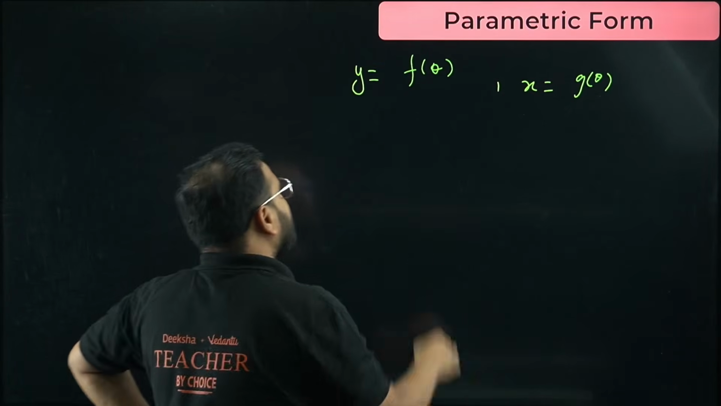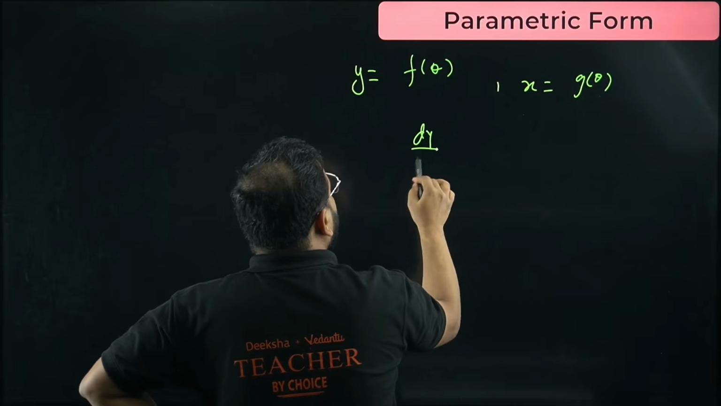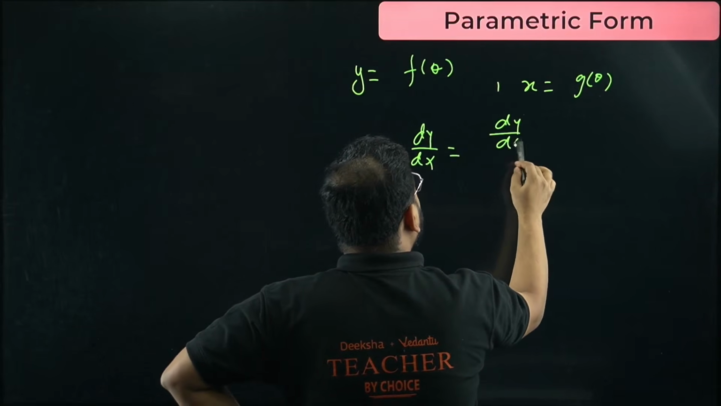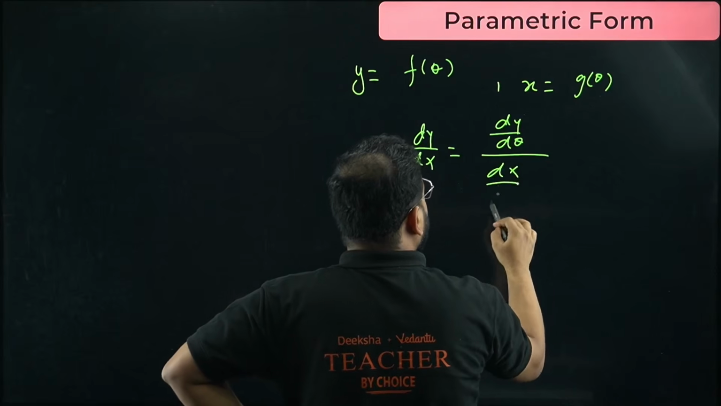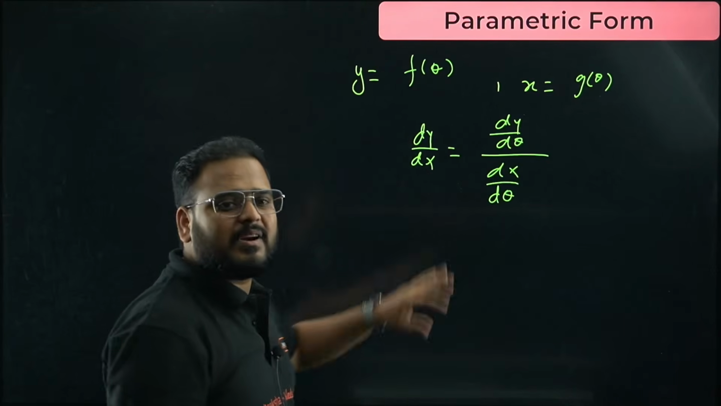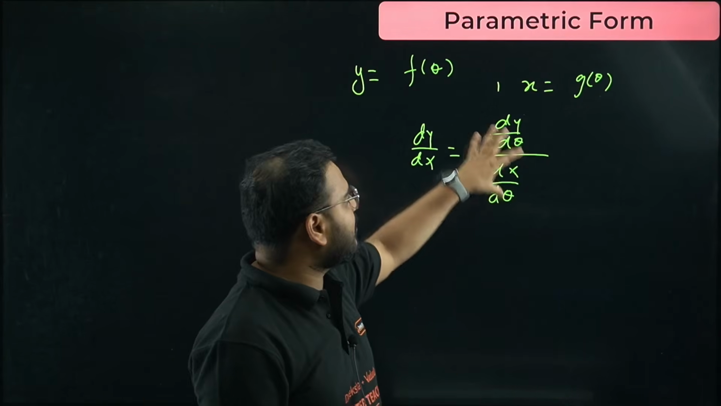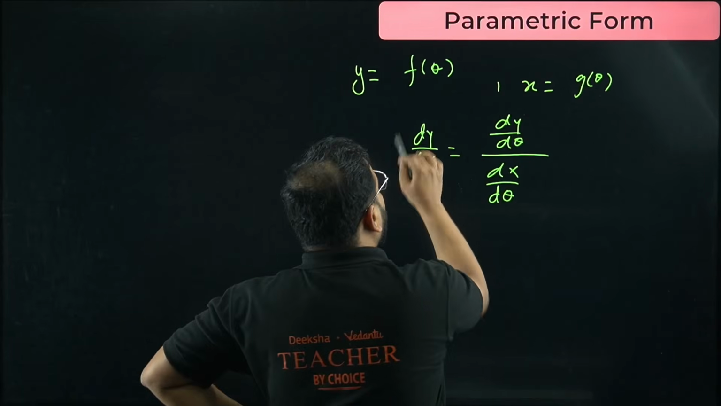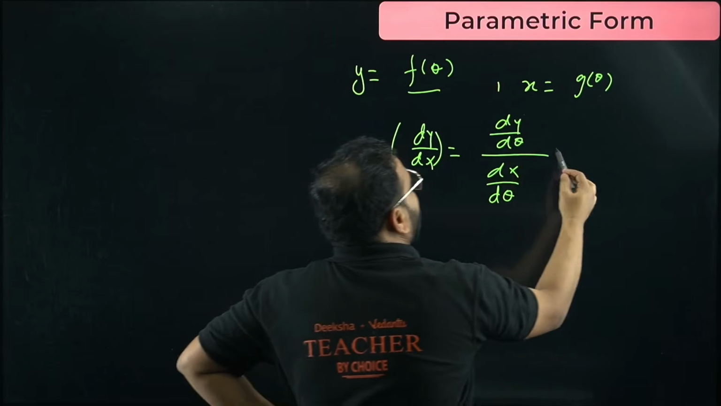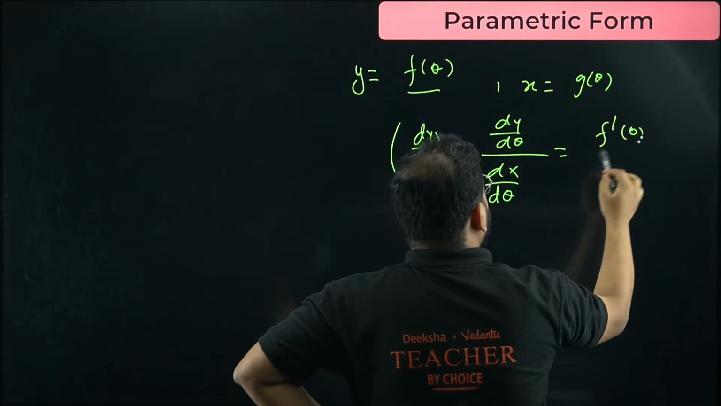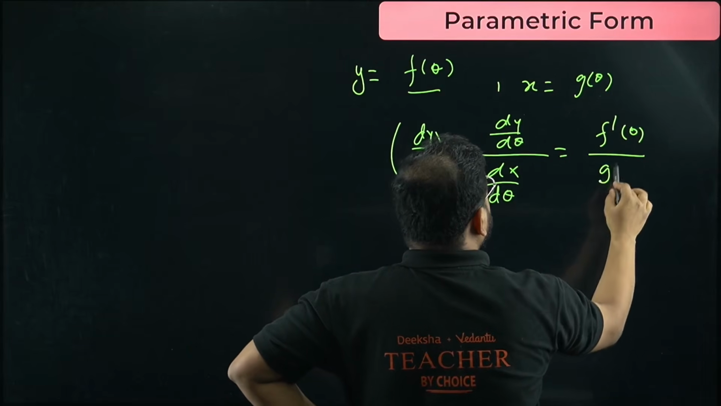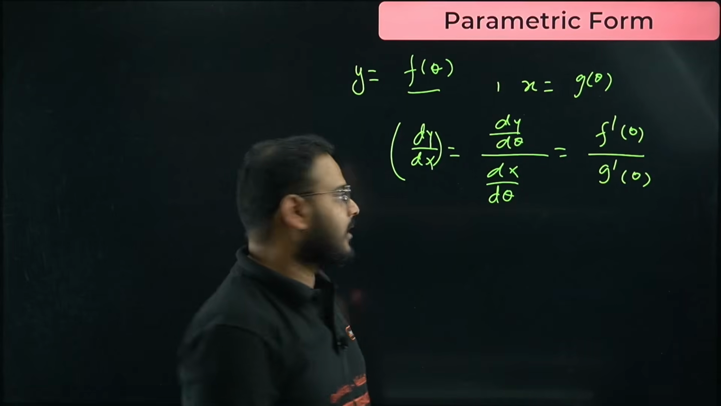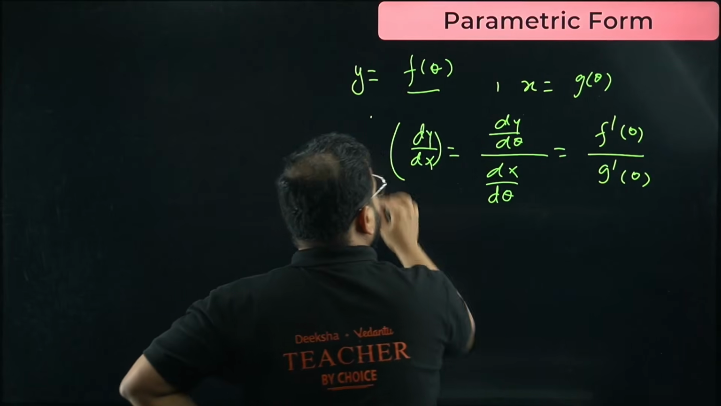Okay, then what we do is, and they're asking us to find dy by dx. So here we find dy by d theta divided by dx by d theta. Similar to what we did in the chain rule, but over here we take the ratio of that. When we do that, what we get is f dash of theta upon g dash of theta. You take the ratio, and that will be your answer.